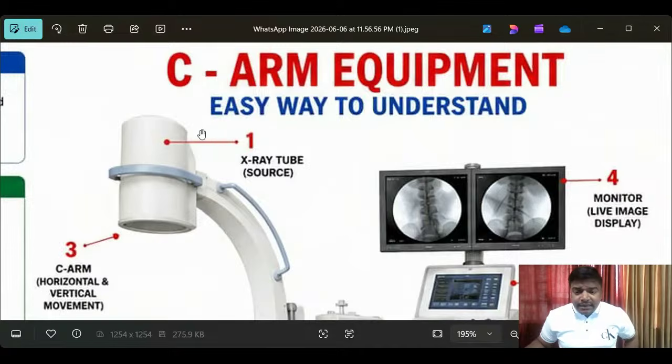And see, when compared with X-ray, the C-arm is for live monitoring and live X-ray, and we can use it at live surgery time. At what situation we will use it, what are the applications, I will tell you. Understand? Right.